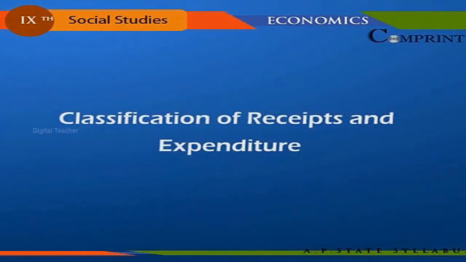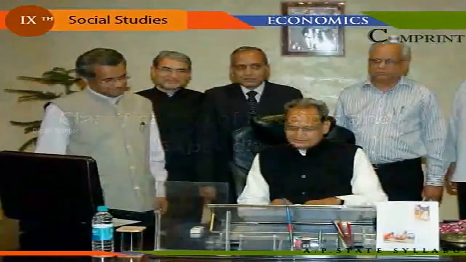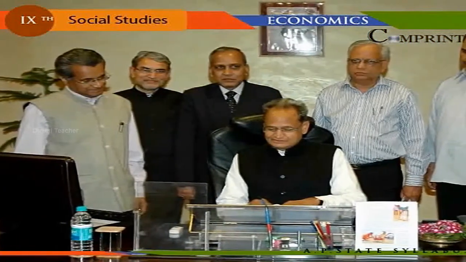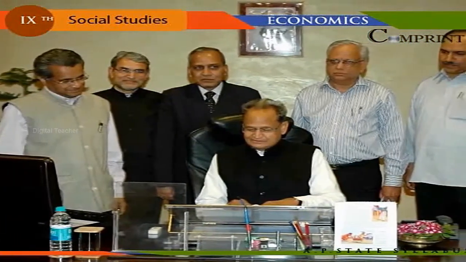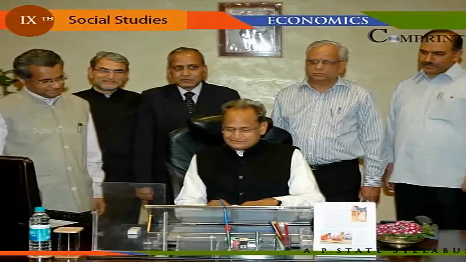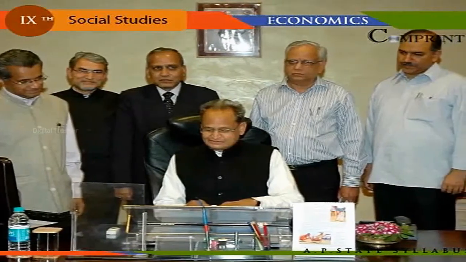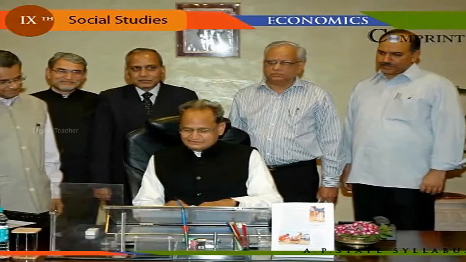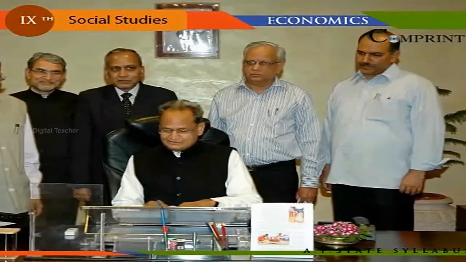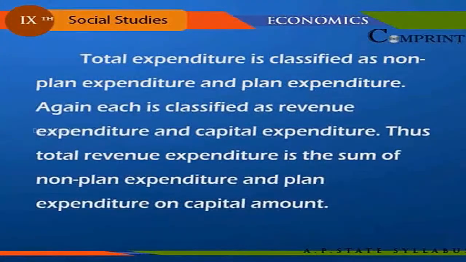Classification of receipts and expenditure. Total receipts are classified as 1. Revenue receipts, 2. Capital receipts. Revenue receipts include tax revenues and non-tax revenues. Capital receipts include recovery of loans, other receipts, and borrowings and other liabilities. Total expenditure is classified as non-plan expenditure and plan expenditure. Again, each is classified as revenue expenditure and capital expenditure. Thus, total revenue expenditure is the sum of non-plan expenditure and plan expenditure on capital account.